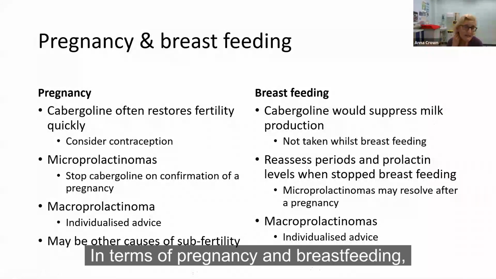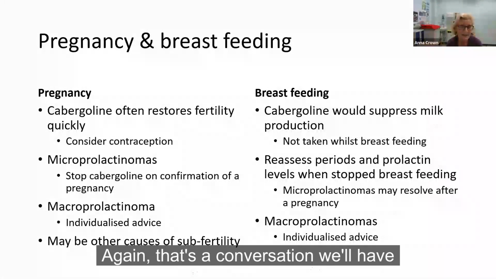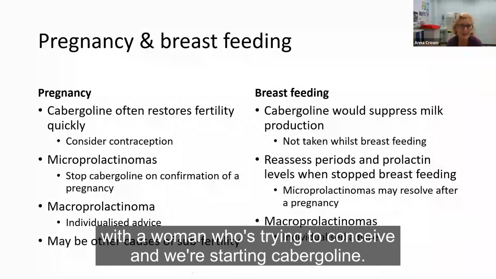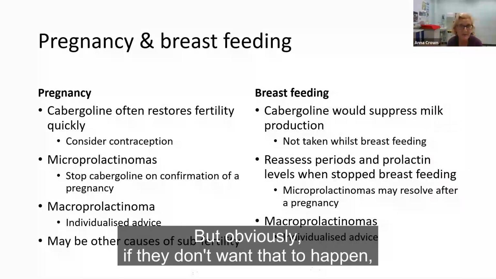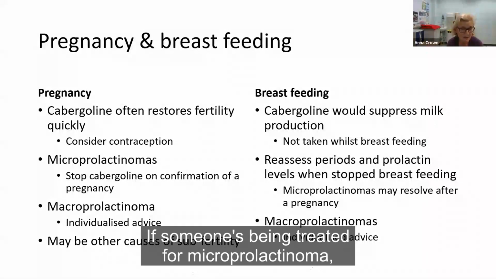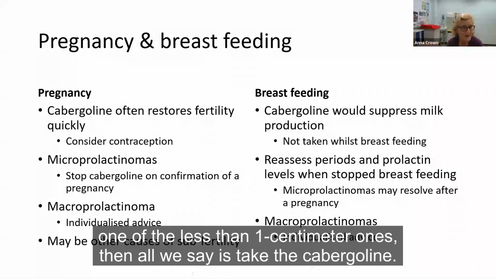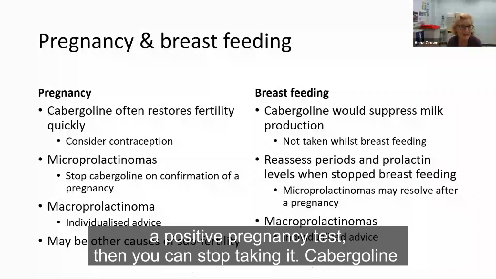So in terms of pregnancy and breastfeeding, cabergoline is very effective and will often restore fertility very quickly. So again, that's a conversation we'll have with a woman who's trying to conceive and we're starting cabergoline. Sometimes people will conceive even before they've seen a natural period. So that's brilliant. But obviously, if they don't want that to happen, they need to think about contraception straight away. If someone's being treated for a microprolactinoma, one of the less than 1 centimetre ones, then all we say is take the cabergoline. Once you confirm a pregnancy, a positive pregnancy test, then you can stop taking it.